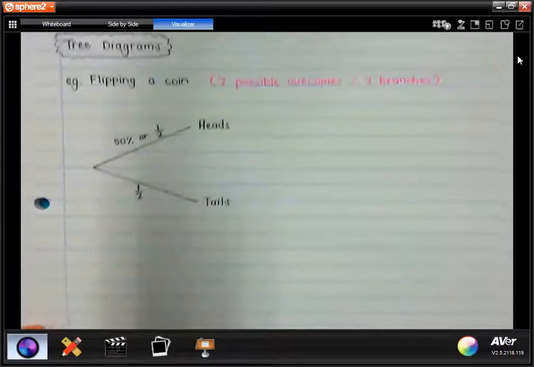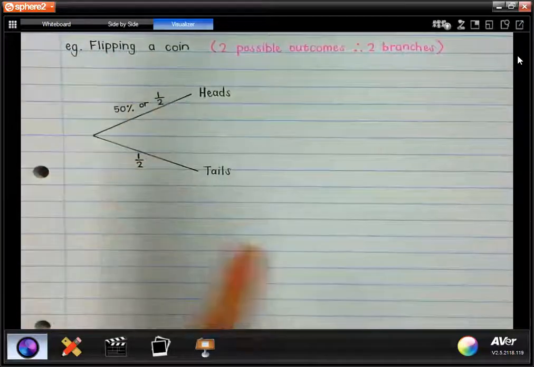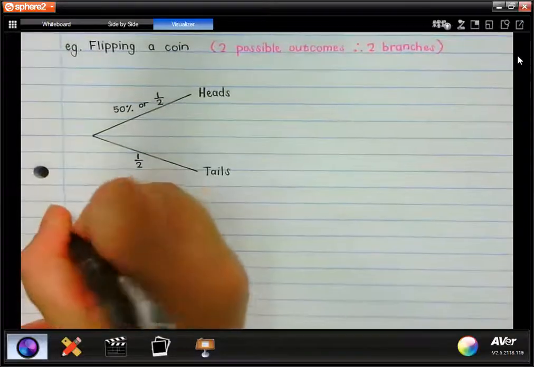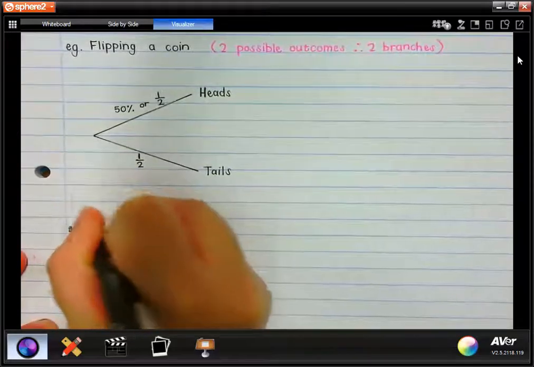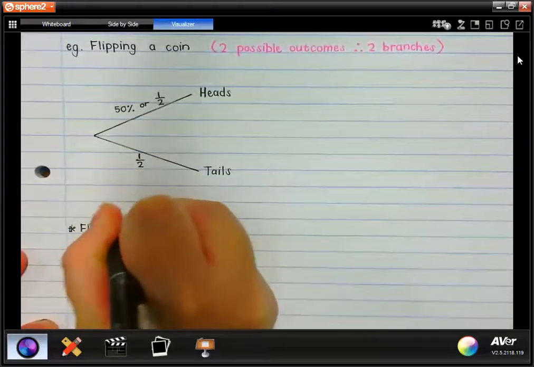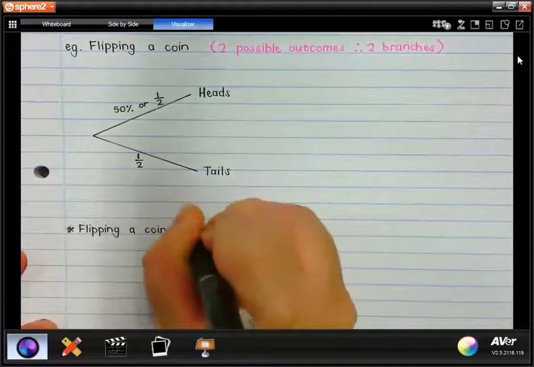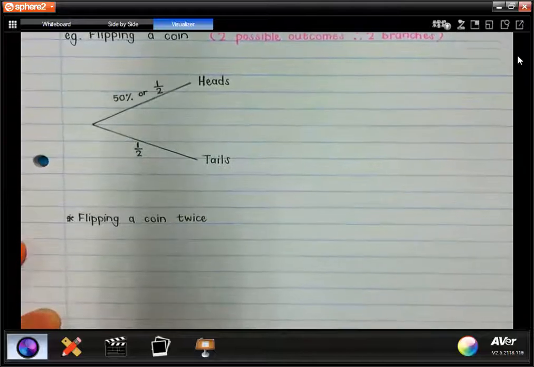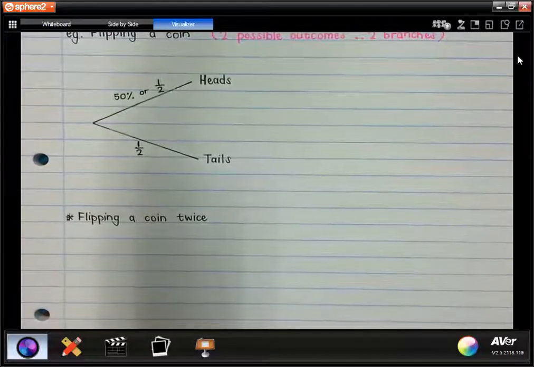All right. Now, what if we are flipping a coin twice? So not only once, but twice. All right, let's do another one. I'm just going to make a star. Flipping a coin twice. Okay, now we're going to have two sets of branches, not only the one.